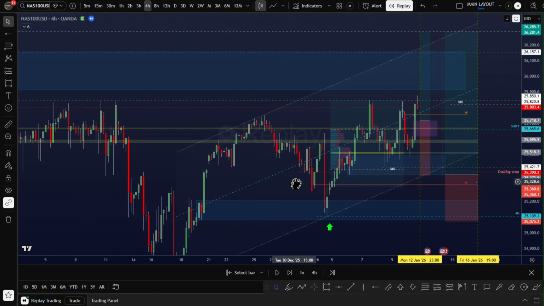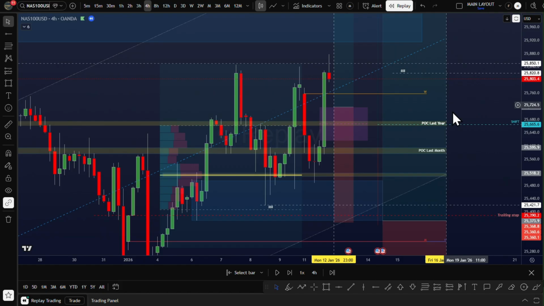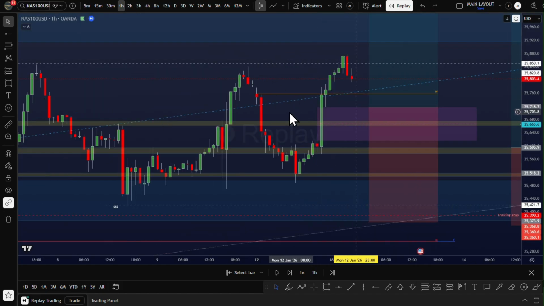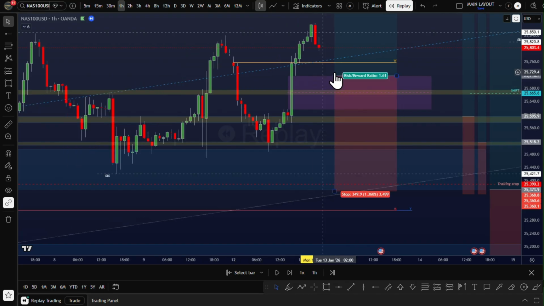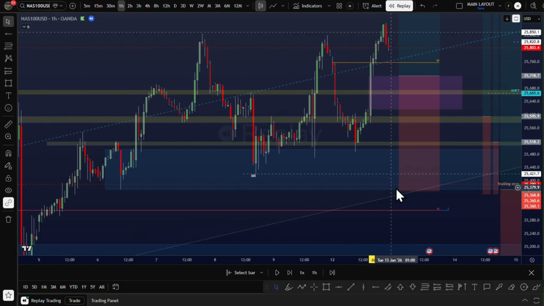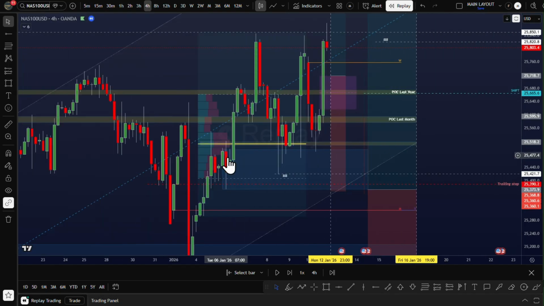So I was bullish. Then I saw at the beginning of the week this imbalance zone, you can see. So I place a limit order, a buy limit specifically, and put my stop below this low. This low was a demand zone here.